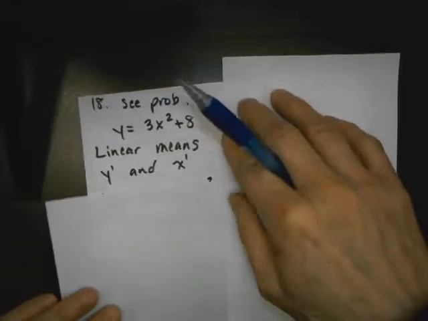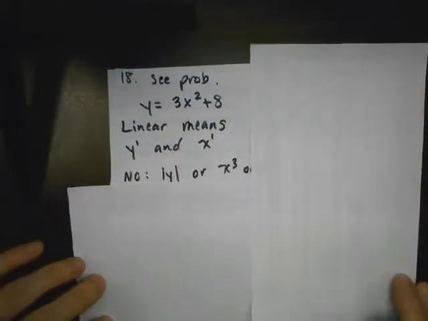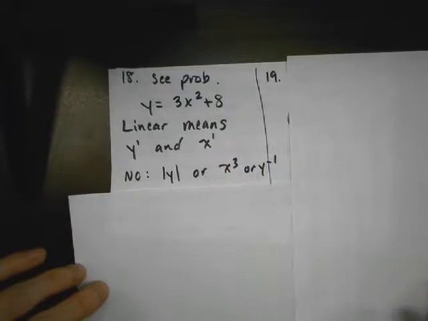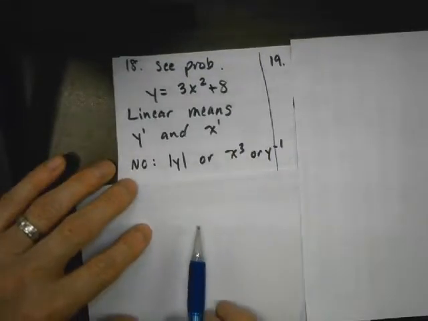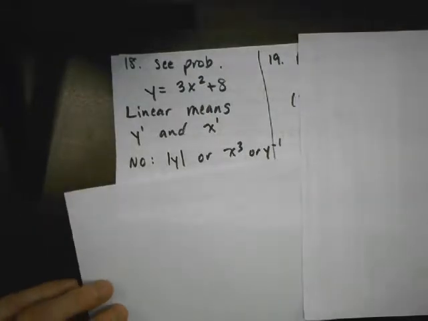So 18, we're looking at an equation. They say, why is it not linear? Well, you guys have to understand, linear means this, just regular x, regular y, right? We taught that in class. It means y to the first power, x to the first. So you can't have anything weird around your x's or your y's, like absolute value bars, or cubed, or to the negative first power on the bottom of a fraction, okay?